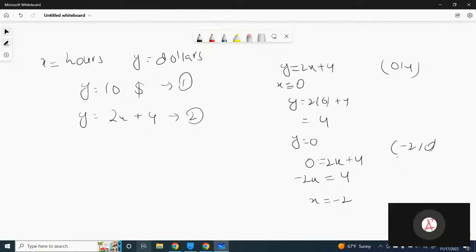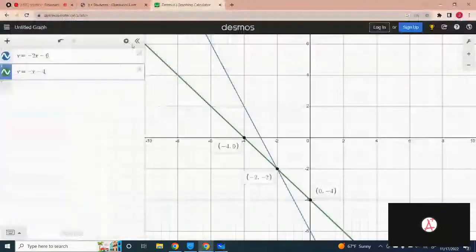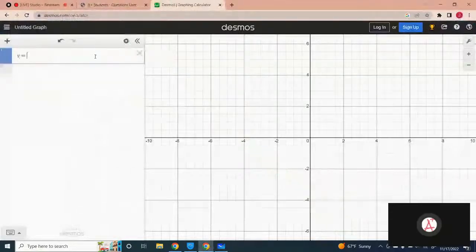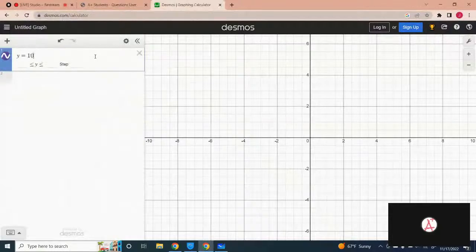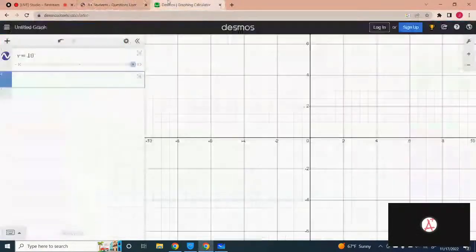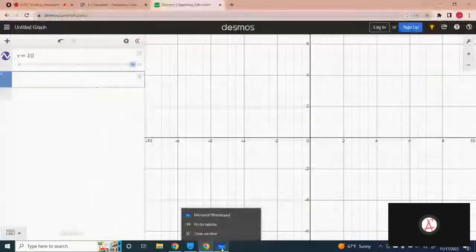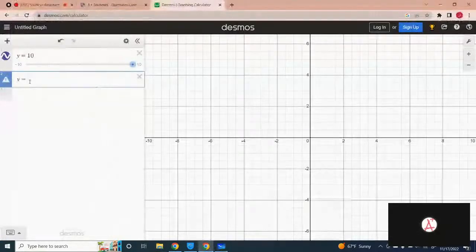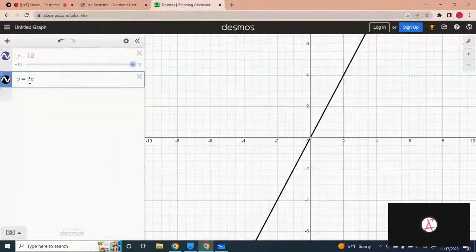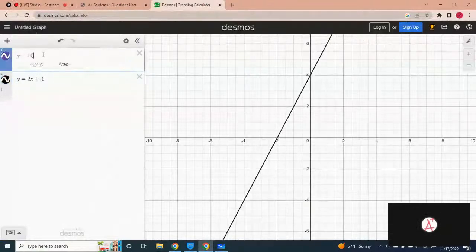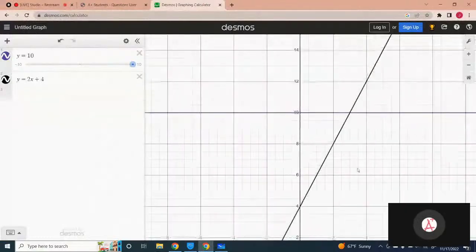Y equals 10 and y equals 2x plus 4. Y equals 10, and the other equation is y equals 2x plus 4. Y equals 10. Yes, here it is, both the equations.